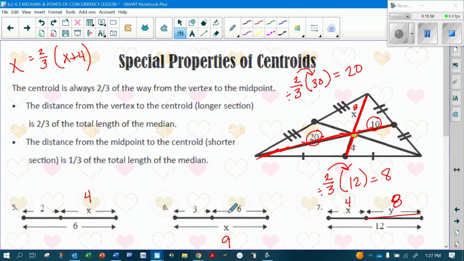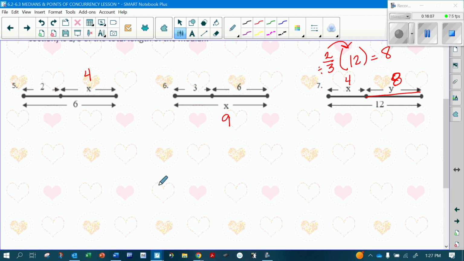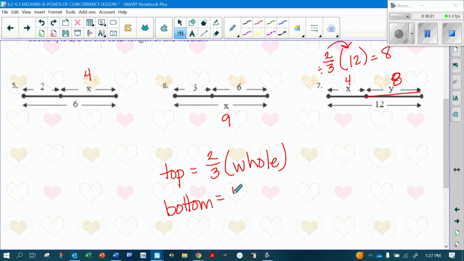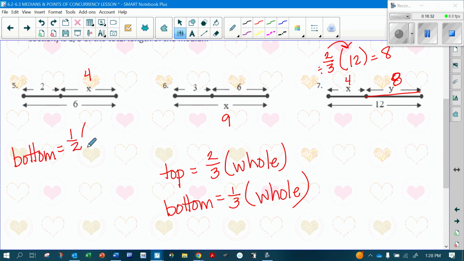Obviously, you're going to have some algebra problems to do with that, but the main thing is the top part, or the bigger part, is 2/3 of the whole thing. The bottom, or the smaller part, is 1/3 of the whole median. And the bottom also is half of the top. So there's multiple ways to go about finding the numbers that you need.